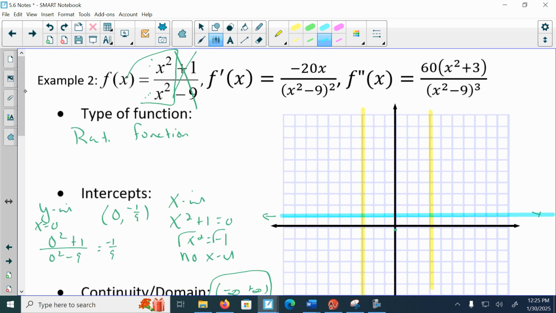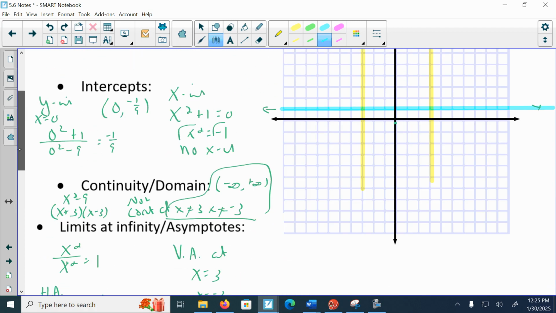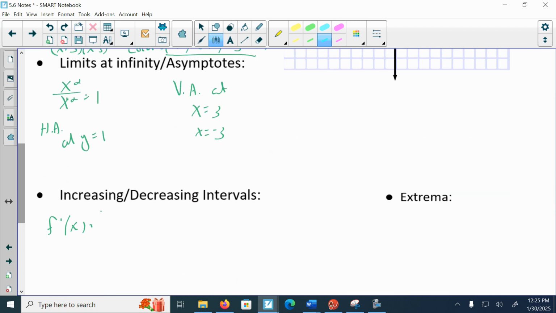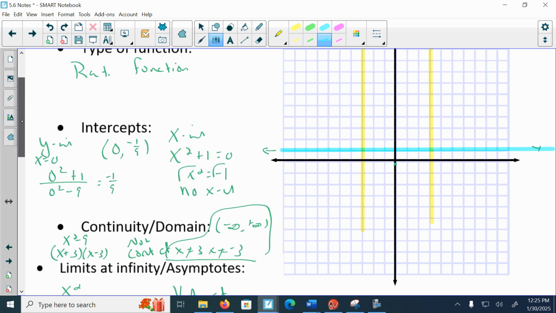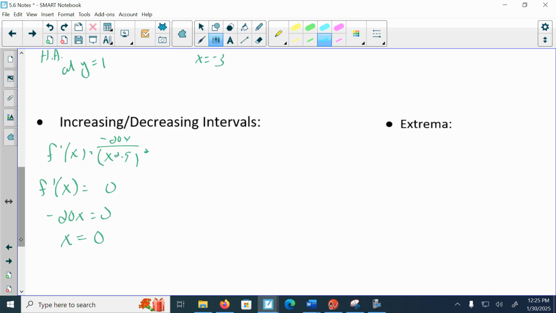That's where I look at my first derivative. Here's my first derivative, and I'm going to copy that down here. My first derivative was given as negative 20x over x squared minus 9, and I believe that was squared. It was. So I am going to find my critical numbers. First, I find when the numerator is equal to 0. I take my numerator and set it equal to 0, and that happens when x is equal to 0. So that's one of the places.